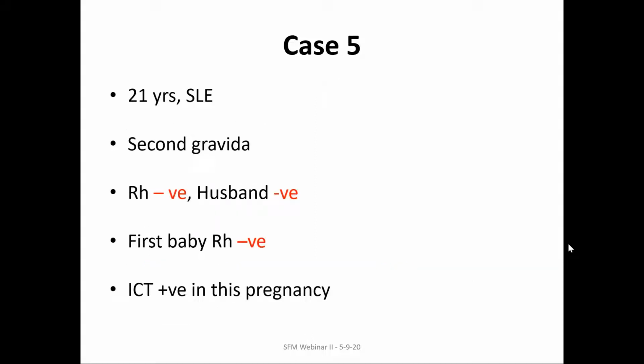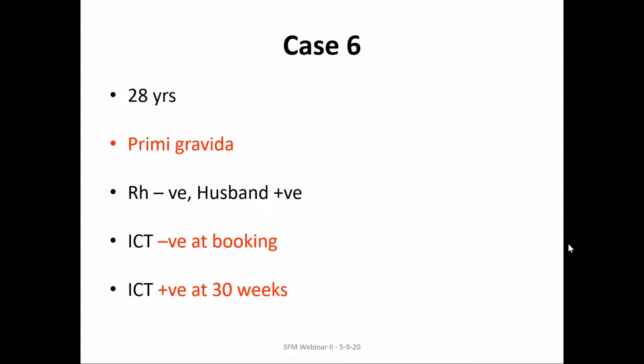The fifth case was a lady with SLE, systemic lupus erythematosus, second gravida, Rh negative husband. First baby was negative, and despite all three of them being negative, she turned out to be ICT positive in this pregnancy. The sixth case was a 28-year-old primi, negative positive. The ICT was negative at booking, but when it was repeated at 30 weeks for some reason, it turned out to be positive. So these were the 6 cases that I had ended with last time.